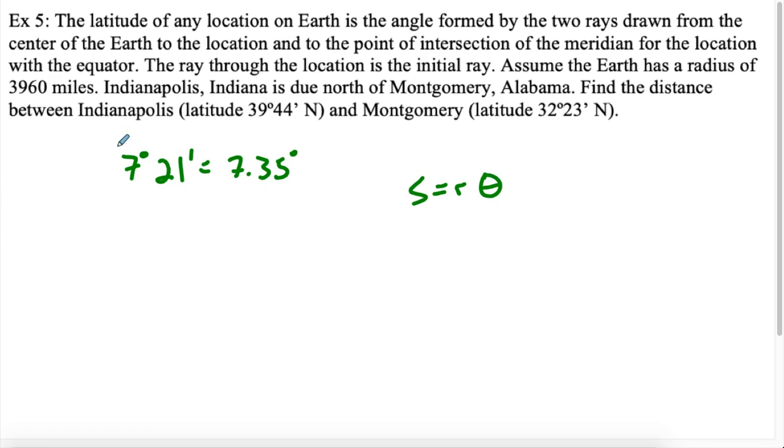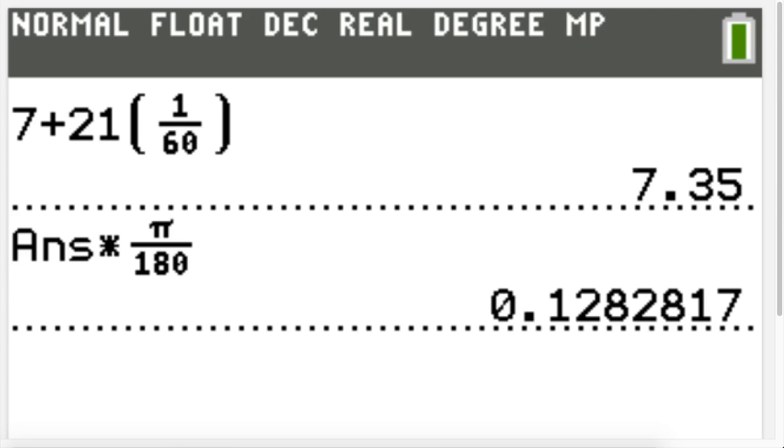So what I want to do is say the arc length in question, which is the distance between these two cities, is equal to the radius of the Earth, which we're given, 3,960, times the angle in radians, which we said was 0.1282817.